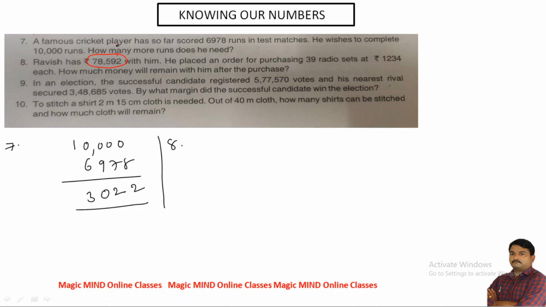He placed an order for purchasing 39 radios, each costing 1,234. For this, we are going to find out the total radio cost. Each radio is 1,234, and there are 39 radios. If you multiply this, you are going to get one value. Let's see. 9 4s are 36. Then 9 3s are 27, which makes 30. So 9 2s are 18.